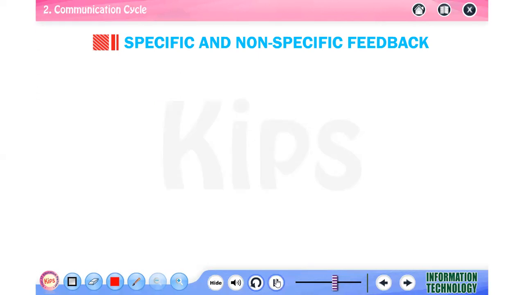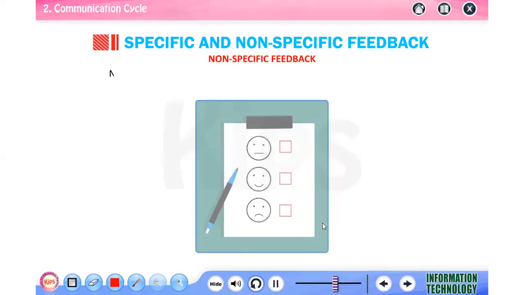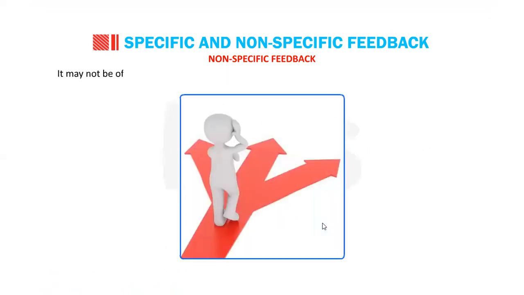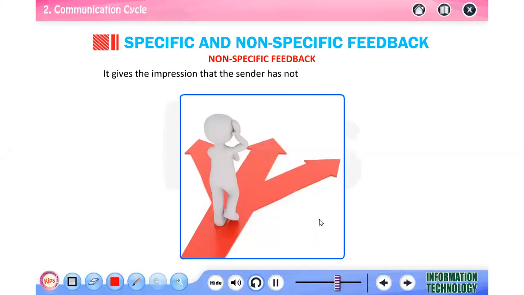Non-specific feedback in general gives a vague response to the receiver. It may not be of much help as it does not guide the receiver properly to achieve the desired goal. It gives the impression that the sender has not given a positive response. In non-specific feedback, a general response is given. It may not be of much help as it does not guide the receiver properly to achieve the desired goals.